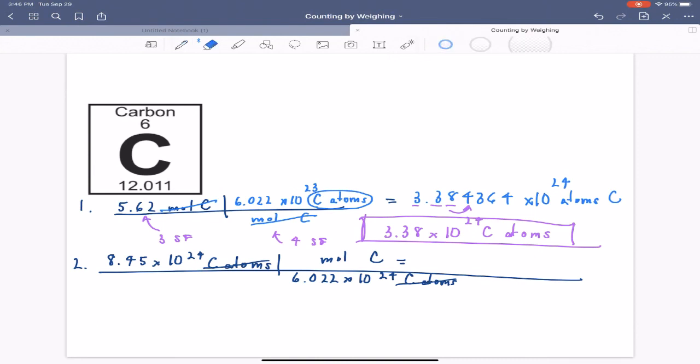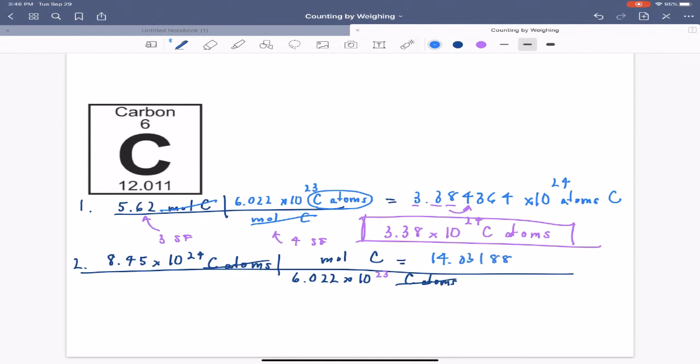I've made a mistake here. I wrote 10 to the 24 for carbon, for the number of atoms in a mole, but it should be 10 to the 23. Sorry about that. And my answer is 14.03188831 moles. I started with 3 sig figs, divided by 4 sig figs. My answer should have 3 sig figs.